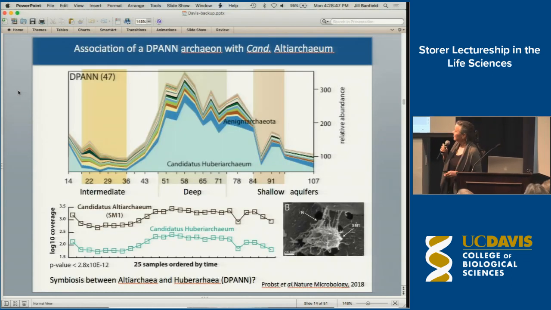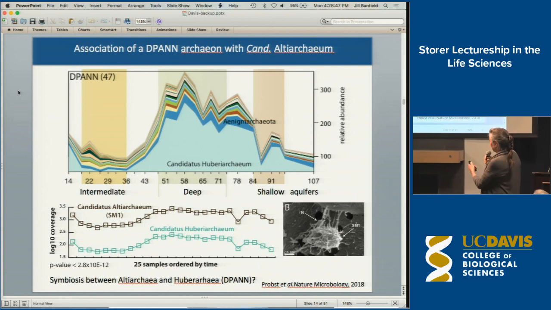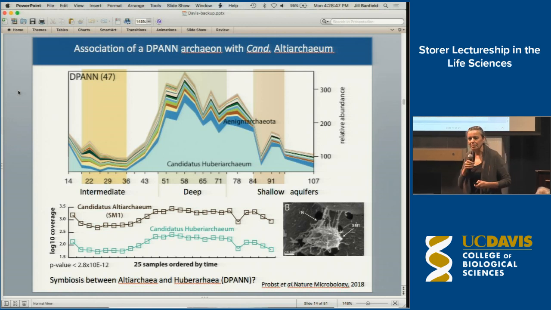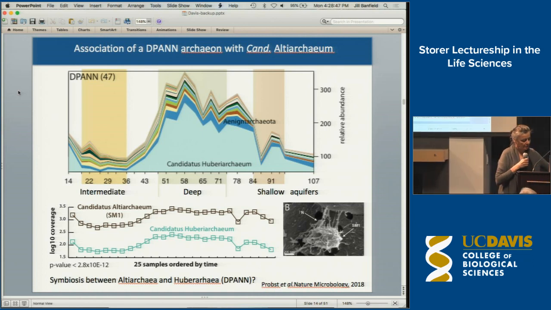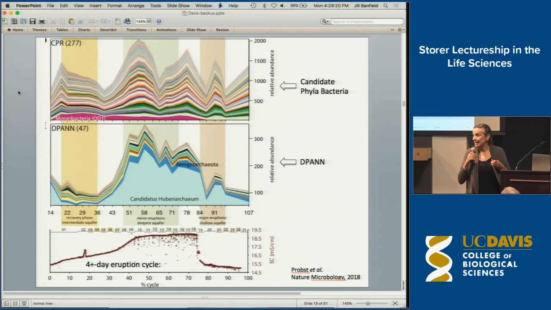So back to the eruption cycle. We can see here that there's a big spike in abundance of this particular named DPAN, right at one particular part of the eruption cycle, and if we compare its abundance to what we think might be the host archaeon, we can infer but not prove that the host may be this Candidatus Altarchaeum, SM1, which is another uncultivated candidate phyla, but known now by quite a few genomes. So it's a hypothesis generator at least.